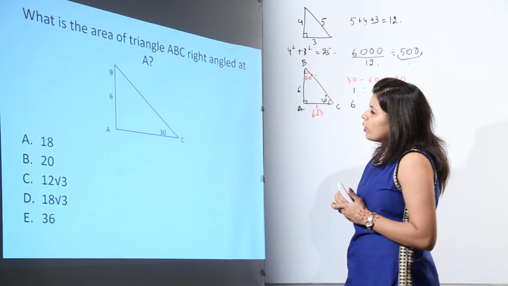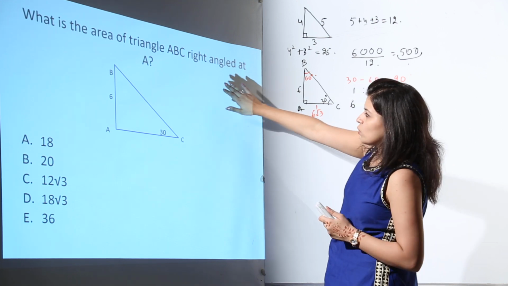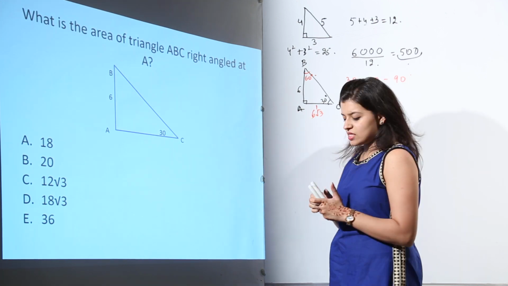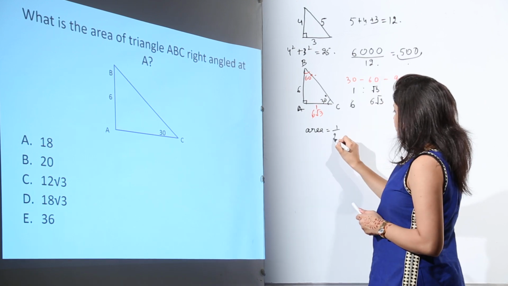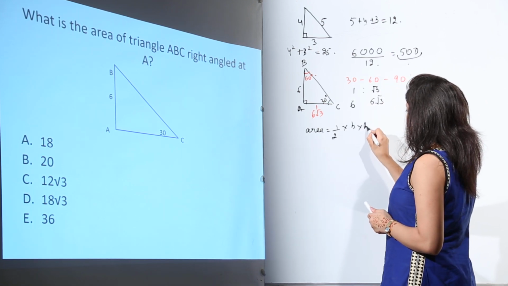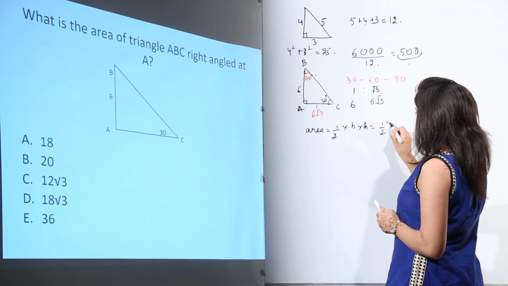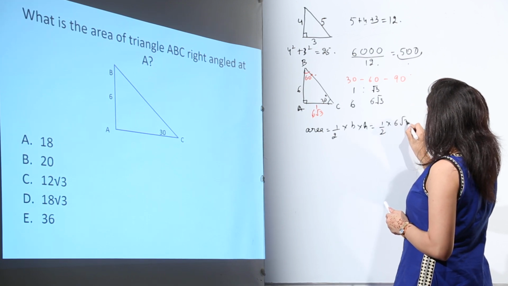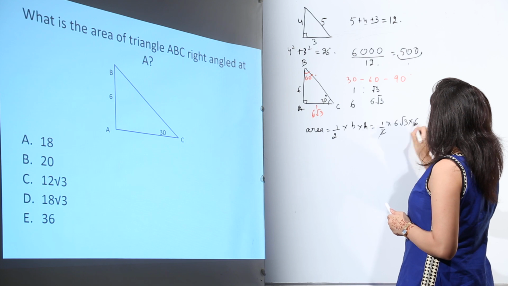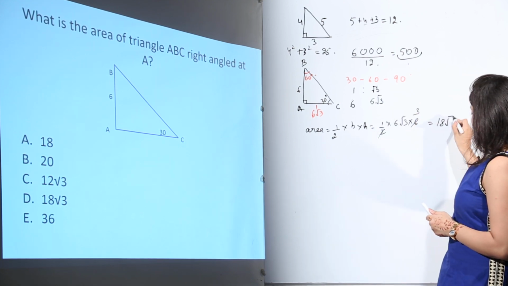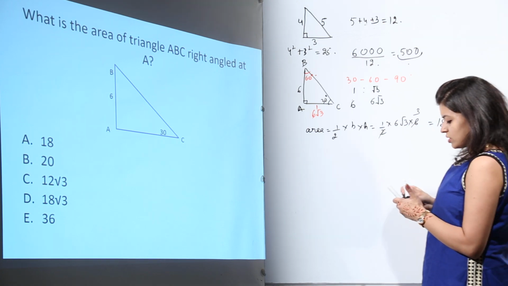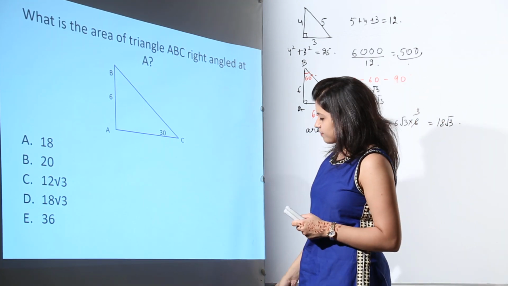Now, what do we have to calculate? We have to calculate the area of this triangle ABC. That means the area in this case will be half into base into height. Now we have the value of base, we have the value of height. It gives us 18 root 3, which is our value D.